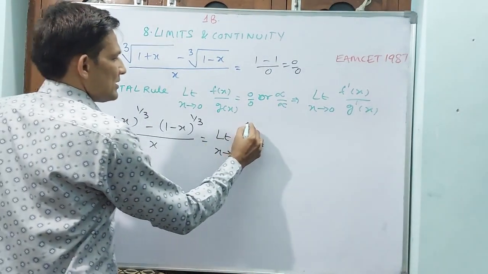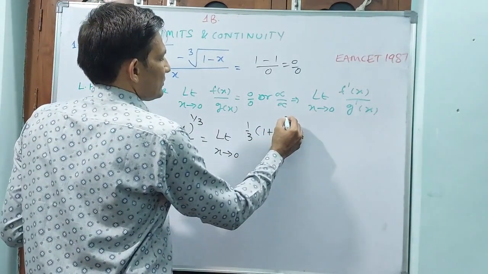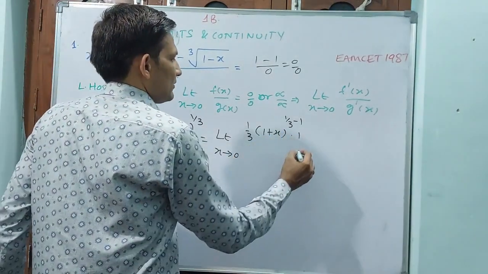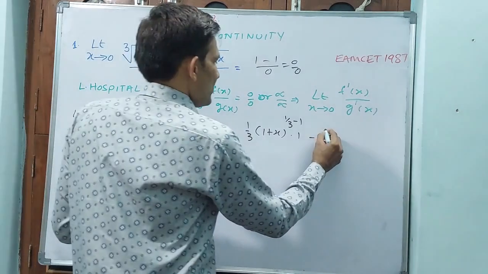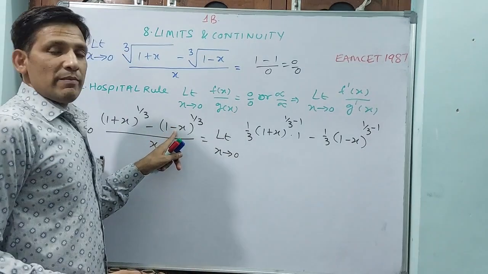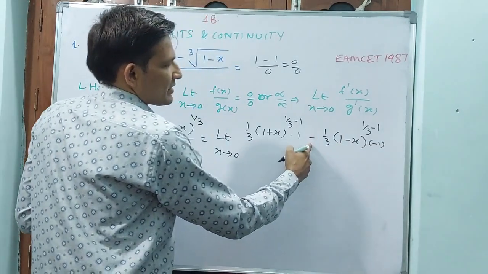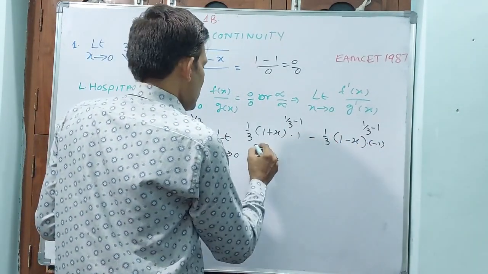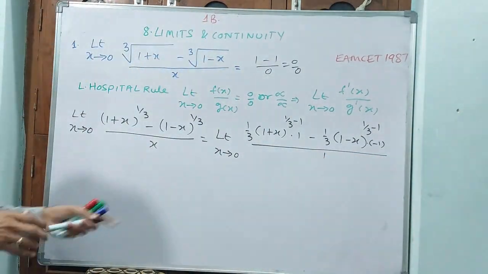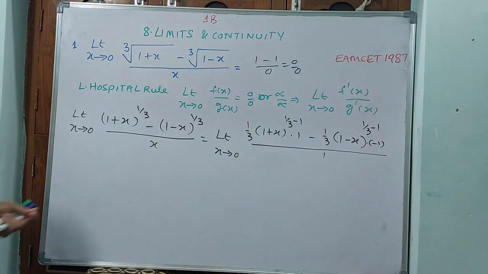1 by 3 into 1 plus x whole to the power of 1 by 3 minus 1. Again, d by dx of x is 1. Minus 1 by 3 into 1 minus x whole to the power of 1 by 3 minus 1. Again, d by dx of minus x is minus 1. I keep the minus 1 like this because I want to make it plus. Divided by d by dx of x, which is 1. That means x is not there, so 0 we can avoid. Now come back.